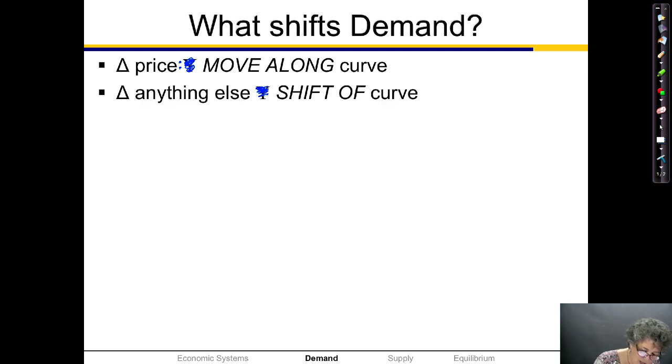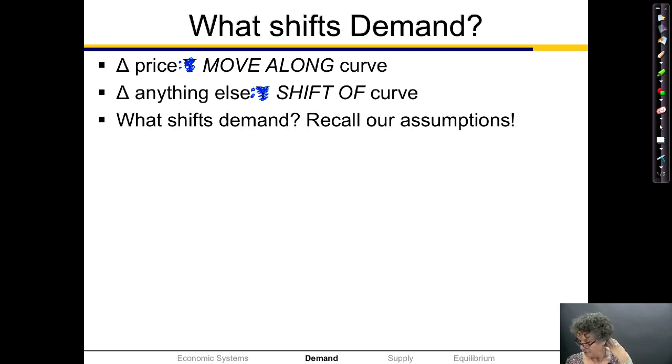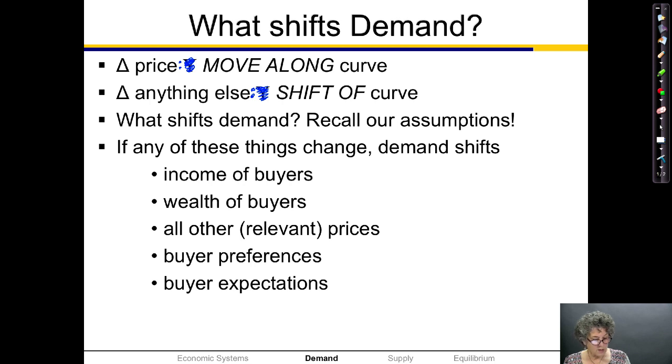If there's a change in anything else, that's again not supposed to be a Y, we'll make it a colon. If there's a change in anything else that affects the quantity demanded, that affects that answer to how many cups of yogurt would you buy at this price, that's going to shift the entire demand curve. So what are the things that shift the demand curve? These are the 5 standard shifters. The 5 standard shifters of demand are the income of buyers, the wealth of buyers, all other relevant prices, the buyer preferences, and the buyer's expectations.